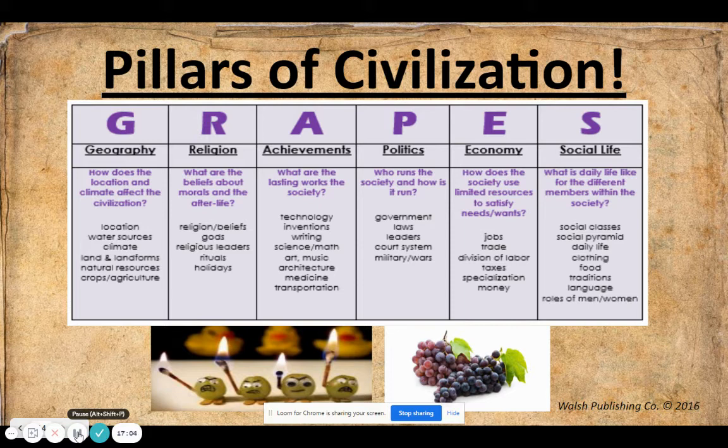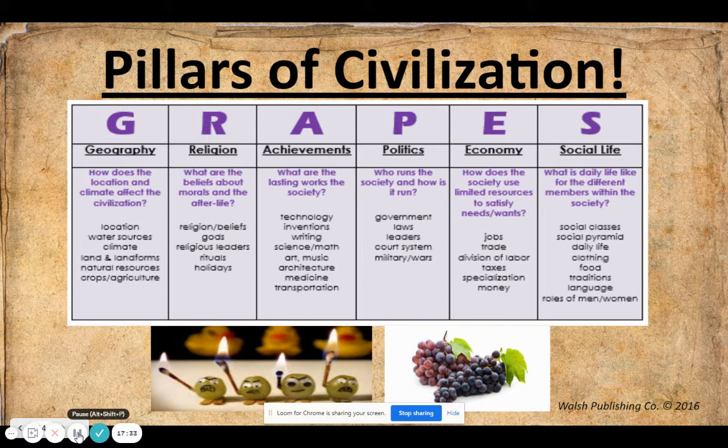So underneath geography, for instance, for every early river valley civilization, how does location and climate affect that civilization? Well, geography affects our whole life. Where we live determines how we live. So the location of a place would be geography. Where is Mesopotamia located? Where is ancient Egypt located? Water sources, exceptionally important. All water sources is part of geography. Any landform would be. The climate, the weather, that would be geography.